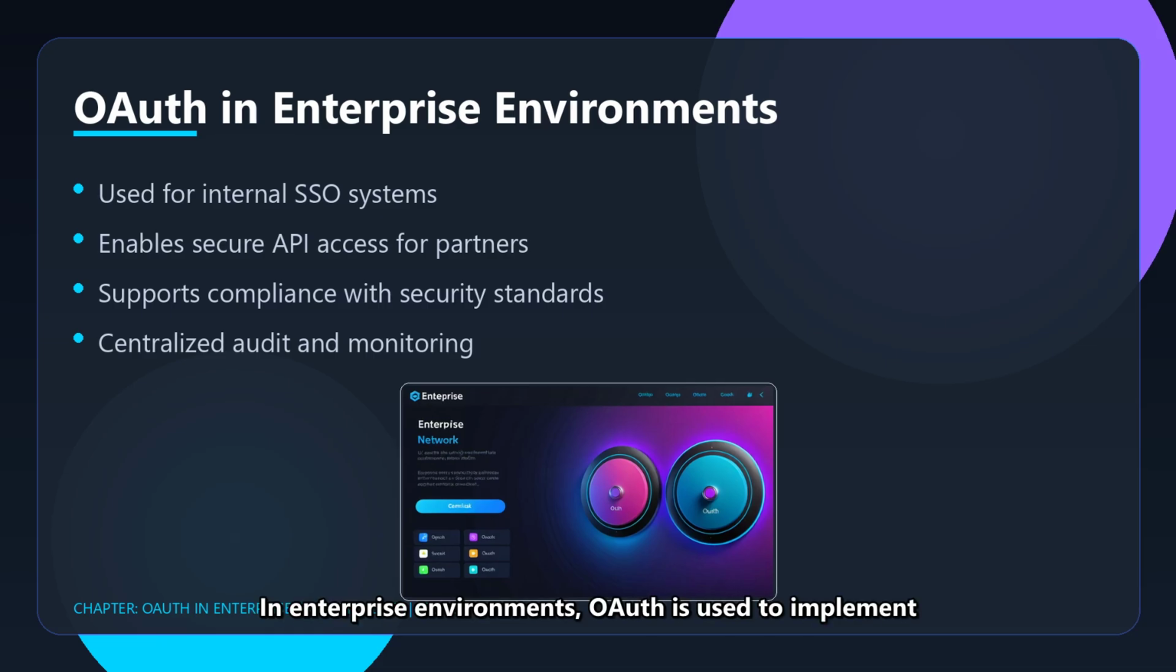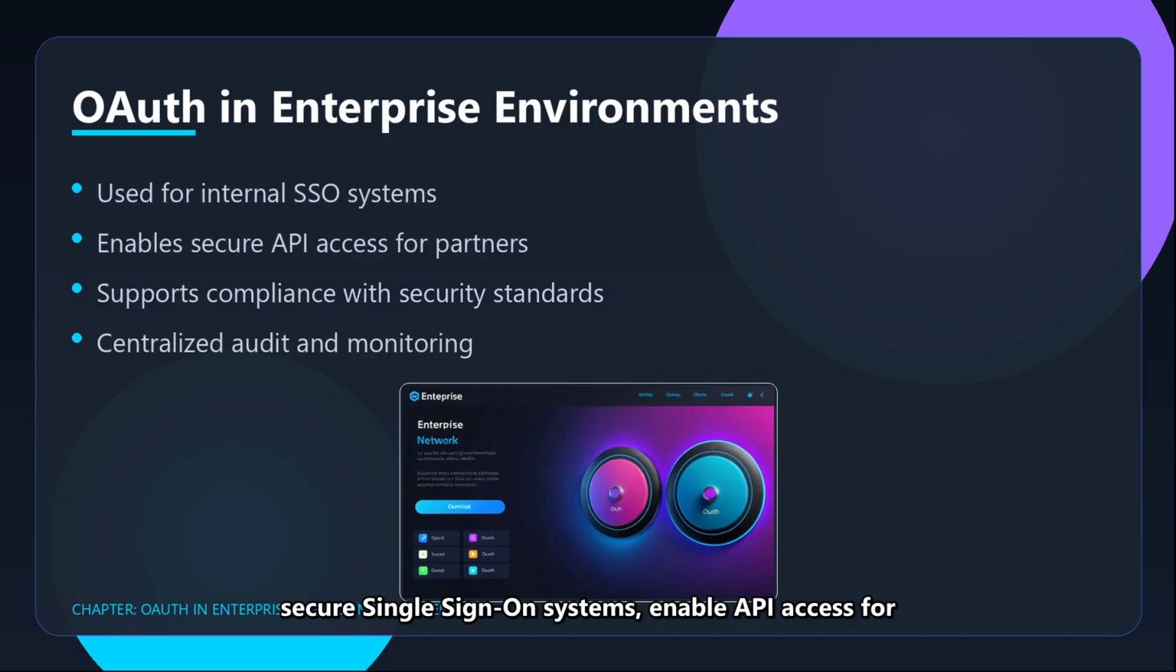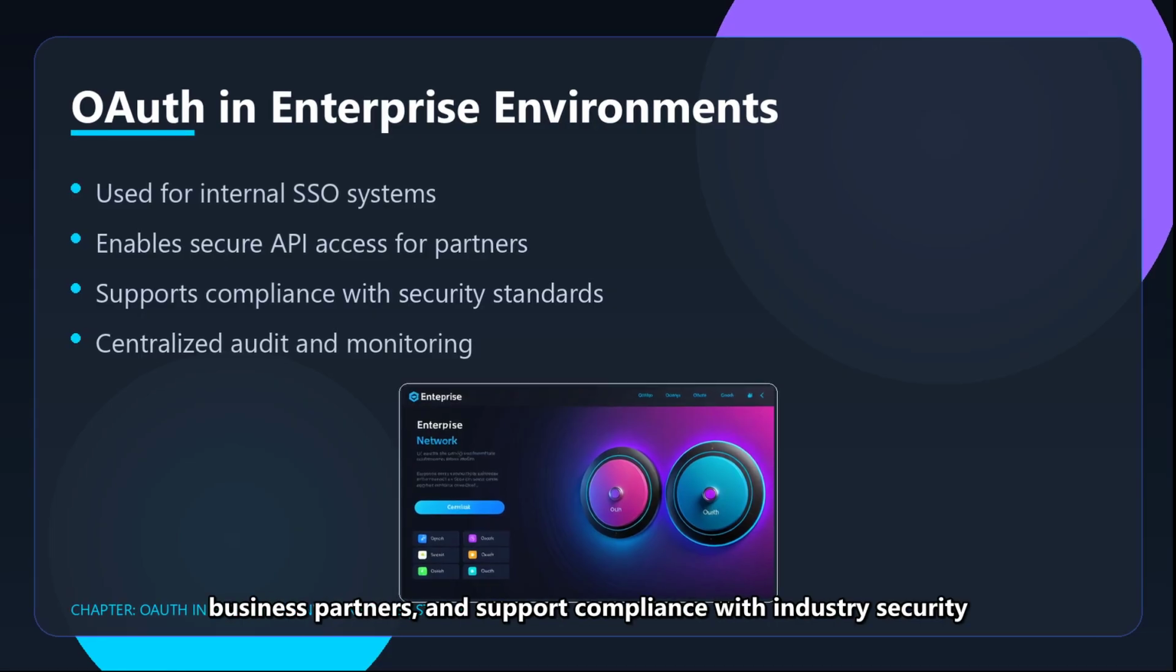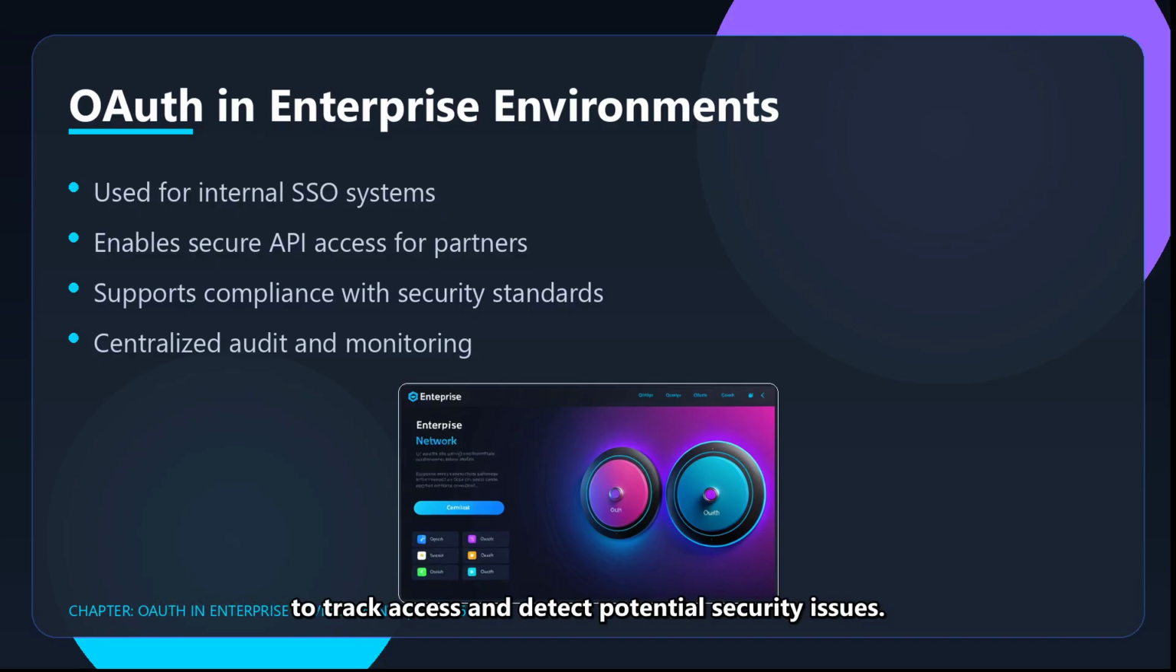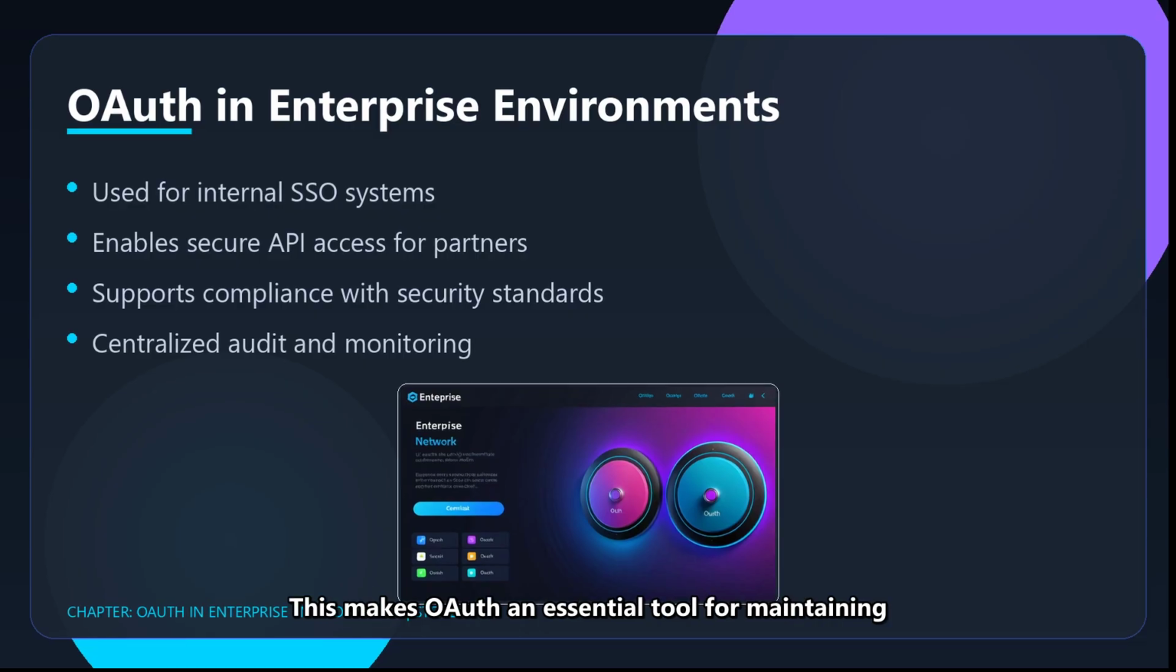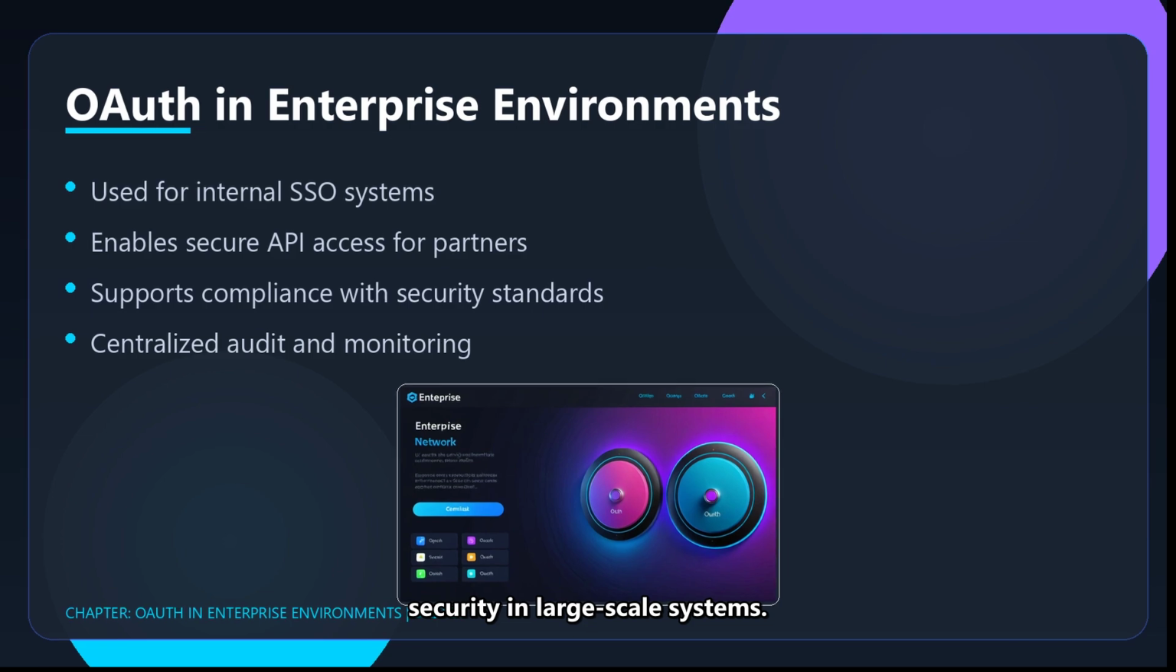In enterprise environments, OAuth is used to implement secure single sign-on systems, enable API access for business partners, and support compliance with industry security standards. Centralized audit and monitoring capabilities allow organizations to track access and detect potential security issues. This makes OAuth an essential tool for maintaining security in large-scale systems.